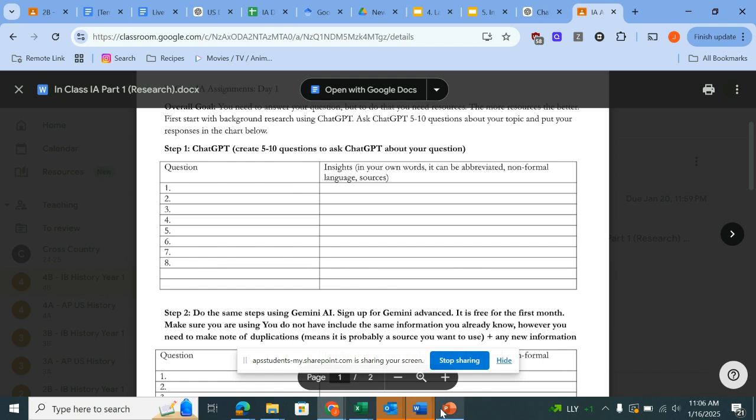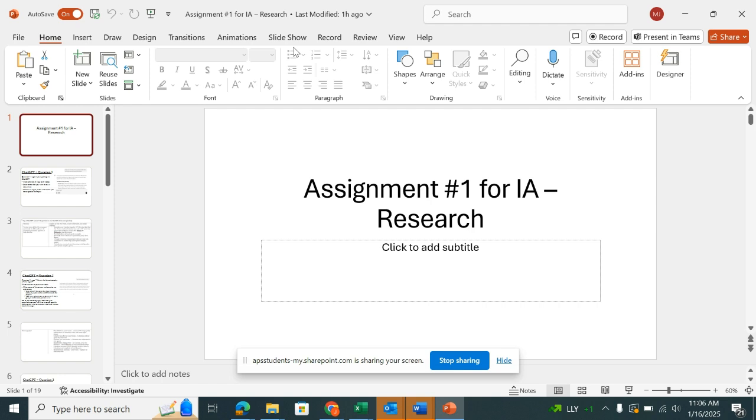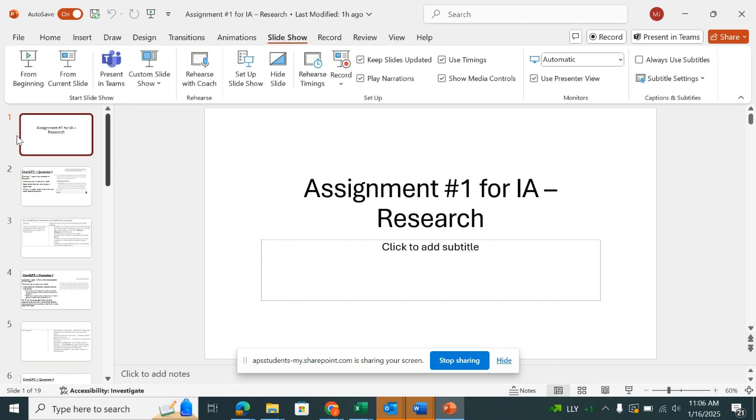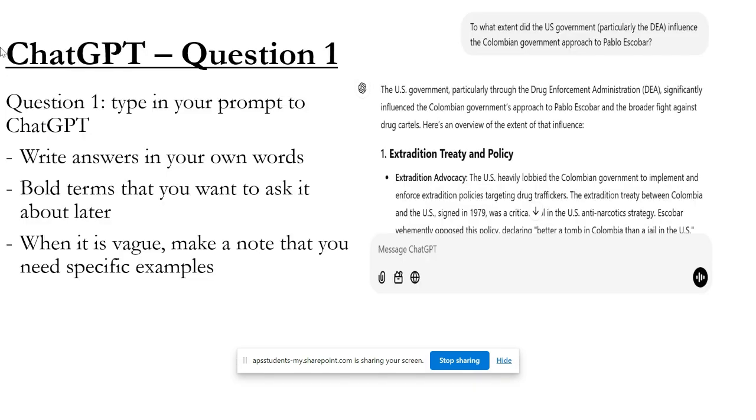So I'm going to be walking you through this by using this PowerPoint. This PowerPoint is also on Google Classroom, which you can go back and reference through. So the first question that you're going to type into ChatGPT is going to be your prompt word for word. You'll type it in and ChatGPT will populate information. You're going to take that information and in your own words, you're going to write down answers to it. Specifically, you're just trying to summarize the major points of this.